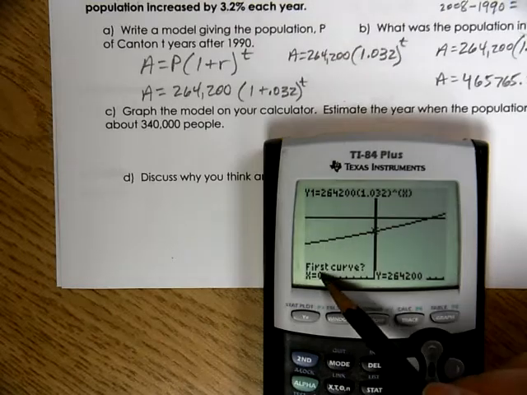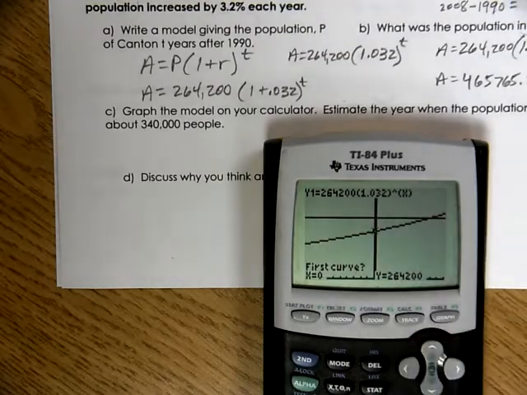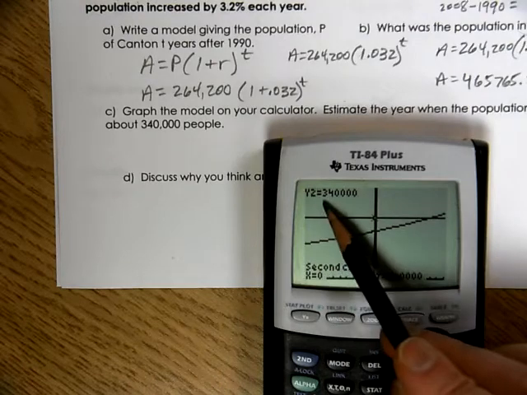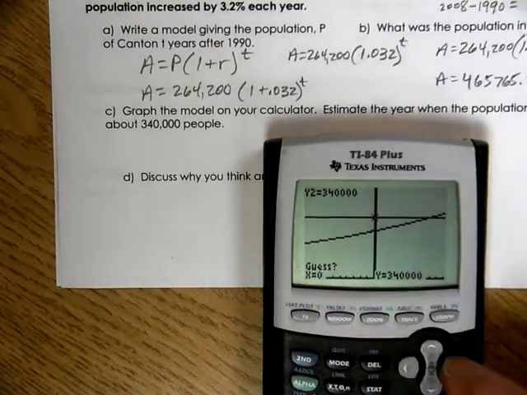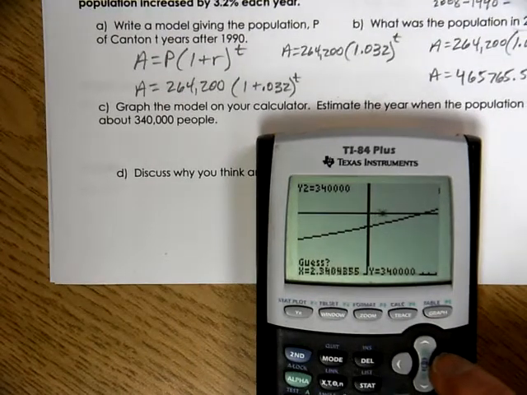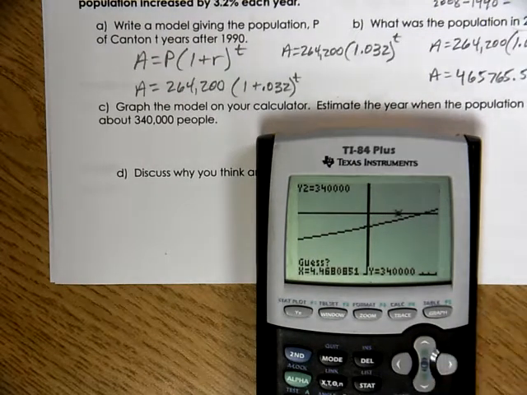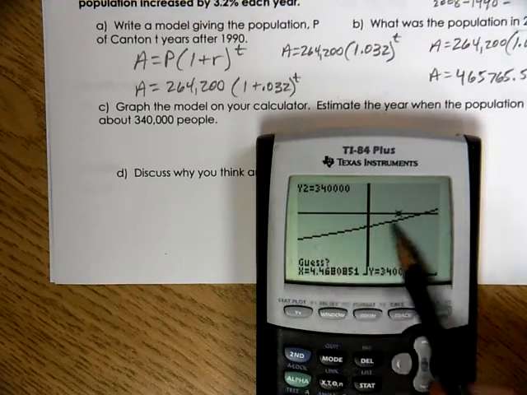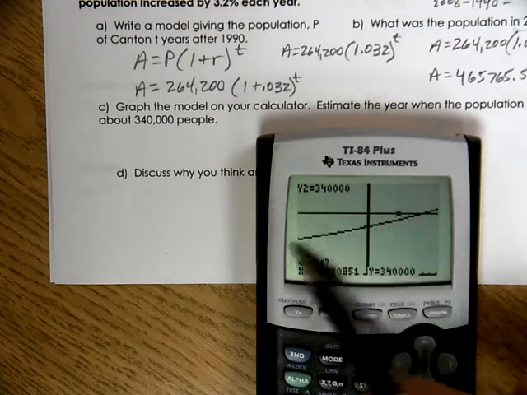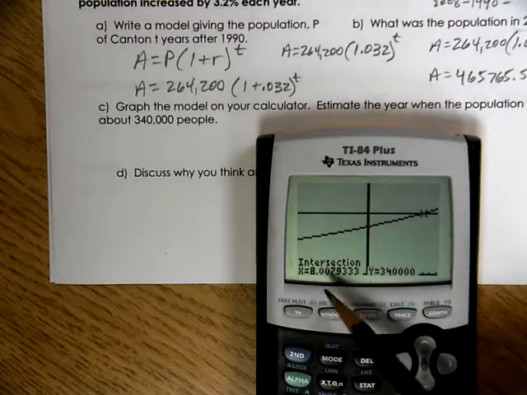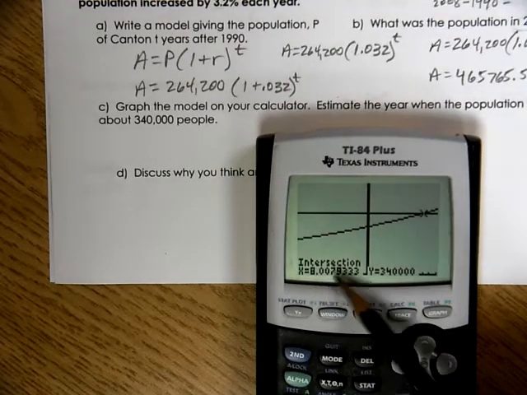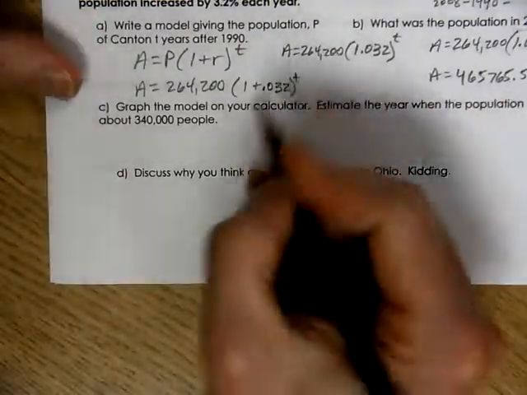And it asked us a few questions. This is your first equation. We hit enter. Is this our second equation? We hit enter. And then it says guess, which means get your cursor closer to it if necessary. But because this is exponential, it doesn't curve back up. It's not a parabola. So you can hit your enter key at any point, and you're going to get 8.0079.